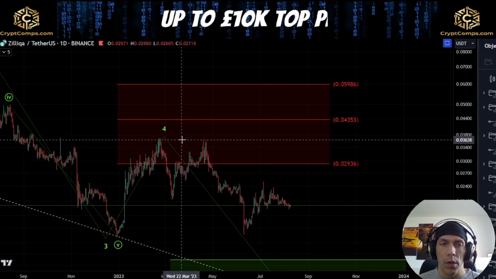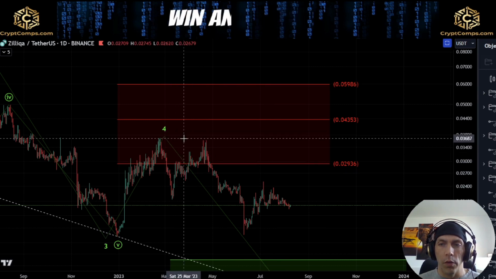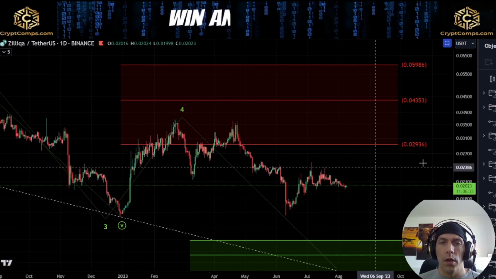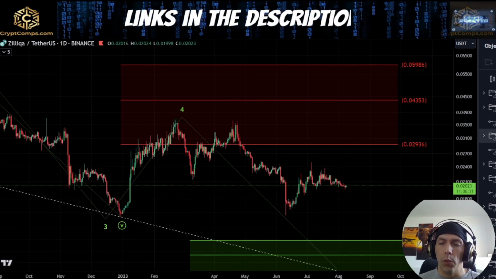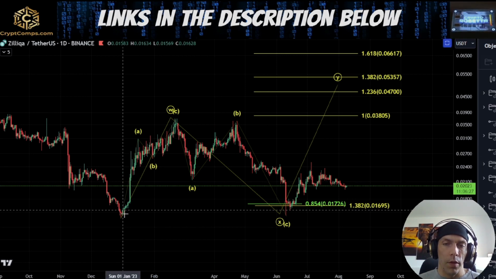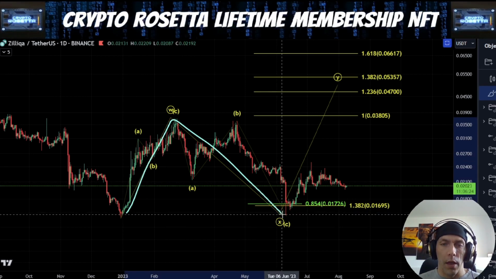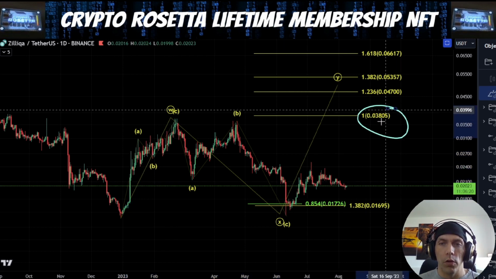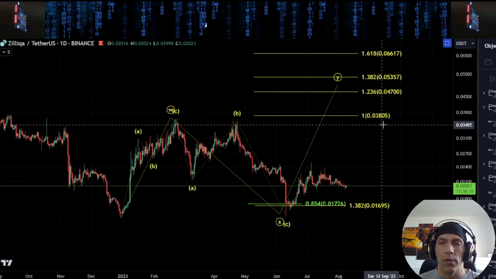Until we actually break this fourth wave high of 0.3687, we need to be careful of this continuation down. It is also possible that if this is a fourth wave, we could be looking for this move to develop as a bigger W and X, and then another three-wave move to the upside. The one-to-one target is here at 0.3805.